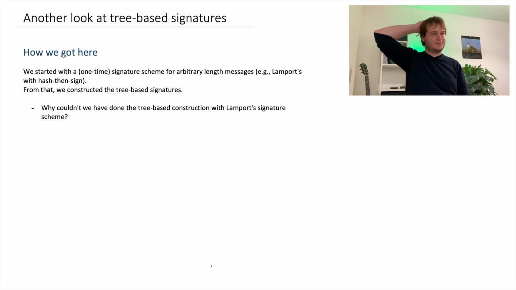So how did we get here? We started with a one-time signature scheme that was Lamport's, and then we extended it to allow arbitrarily long messages. We did this using hash-then-sign. And from that, we constructed these tree-based signatures. My first question to you is basically a good check of whether you understood all of this. Why couldn't we have just done the tree-based construction using Lamport's signature scheme without hash-then-sign?